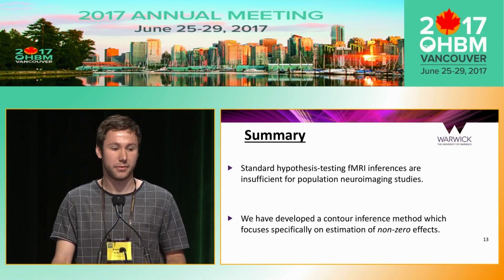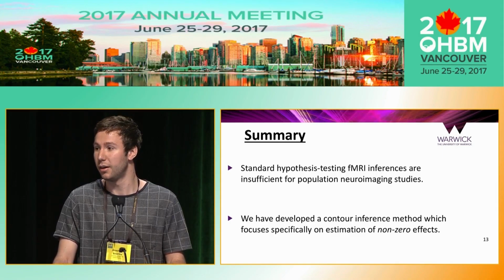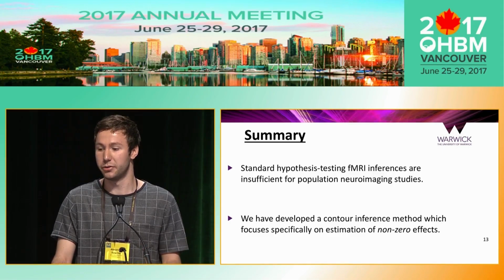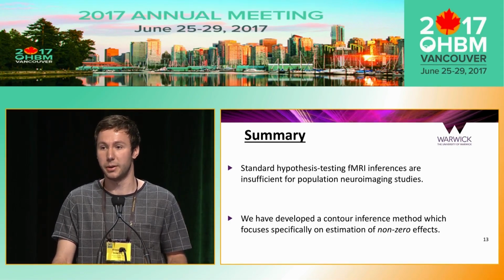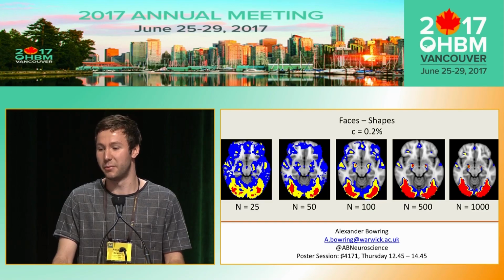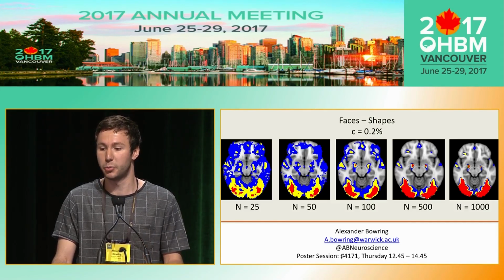So as a summary, today I've shown why null hypothesis methods become insufficient for population neuroimaging because they find activation over almost the entire brain, and also introduced the contour inference method that we've looked at specifically to infer on non-zero effects. So on this slide, I've just done a little montage showing use of the method over a different number of subjects. And what we see with the tightening of the confidence sets is that not only can these confidence sets give you spatial precision about where activation has occurred, but also the importance of having large enough statistical power to make inference at any sort of confidence. Okay, thank you.